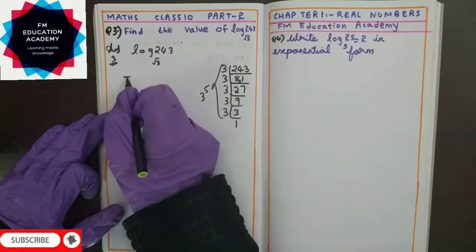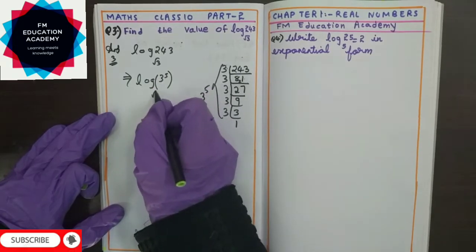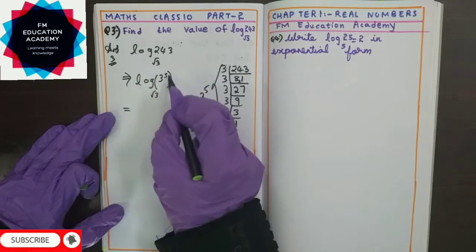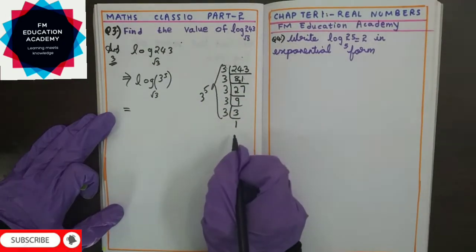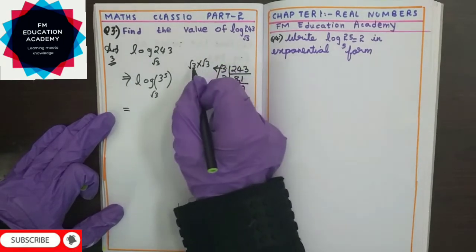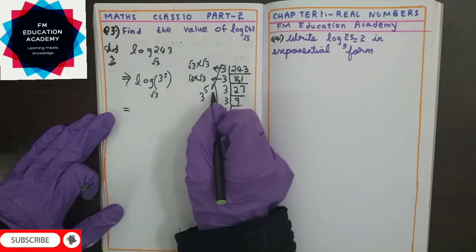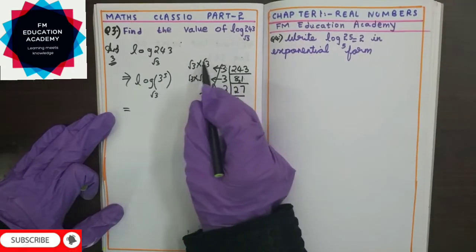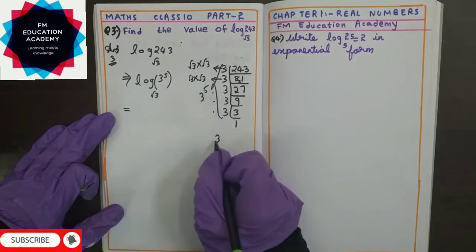So we can write this as log 3 power 5 to the base root 3. But if you observe, we are having the base in terms of root 3. So we should write this also in terms of root 3. If 3 is in terms of root 3, then here I can write this 3 as root 3 into root 3, because I know 3 is equal to root 3 into root 3. So this 3 can be written as root 3 into root 3. Similarly, this 3 can be written as root 3 into root 3. Similarly, the remaining 3 can also be written as root 3 into root 3. So that is, if 1 is 3, then we are having 2 times root 3. So 3 power 5 can be written as root 3 power 10.